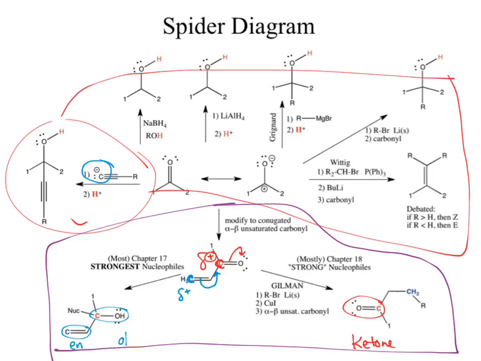Okay. This is where that kinetic and thermodynamic lecture comes into play, because we look at the keto-enol tautomerization and say which is kinetic, which is thermodynamic, and why. It's all coming back.